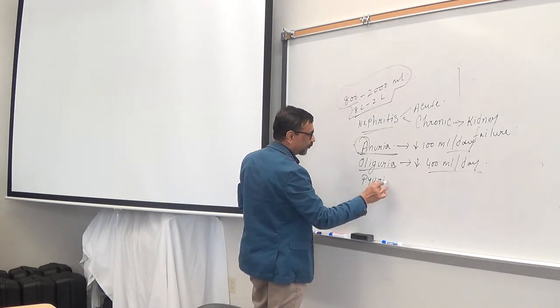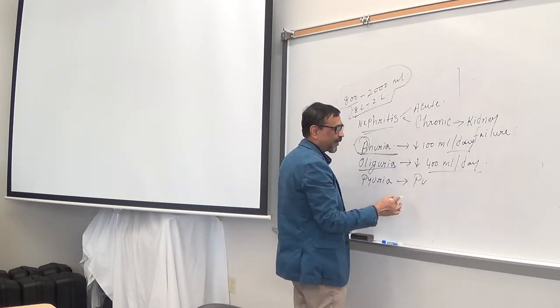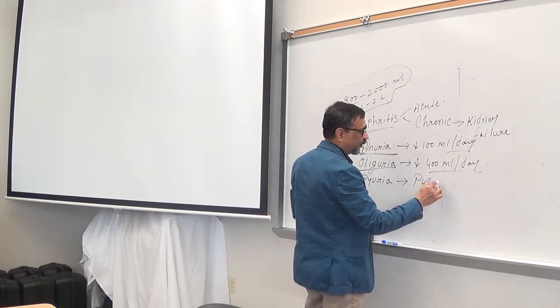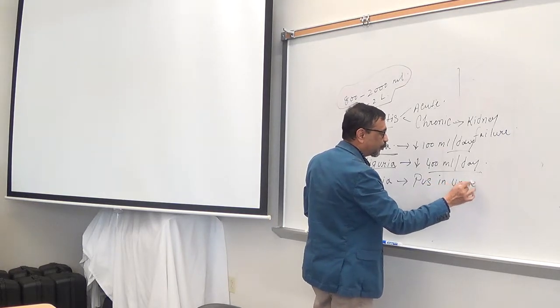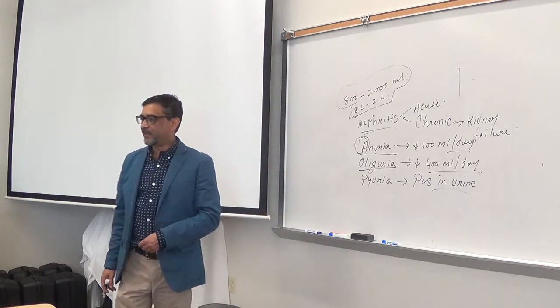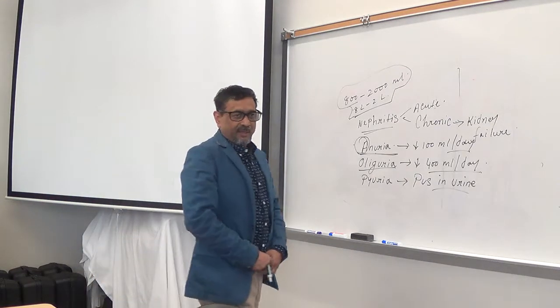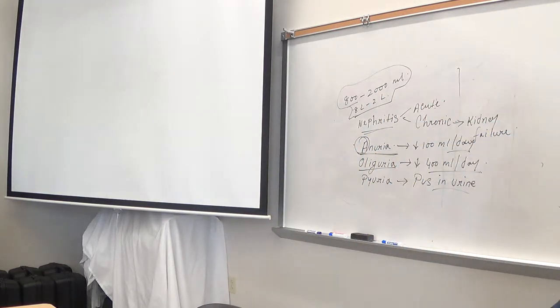Pyuria, dead white blood cells or pus in urine, is called pyuria. Dead white blood cells, which is pus, or dead tissue, dead cells in the urine.